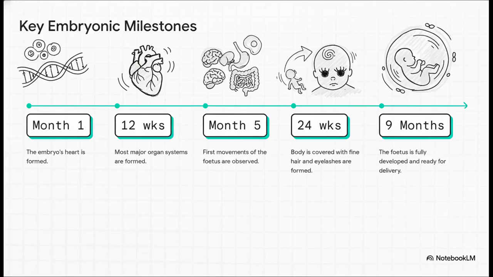It's just wild. By the end of the very first month, the embryo's heart has already formed and is beating. By the end of the first trimester, most of the major organ systems are already there. The first little kicks are usually felt around the 5th month, and by the end of 9 months, the fetus is fully developed and ready to meet the world.